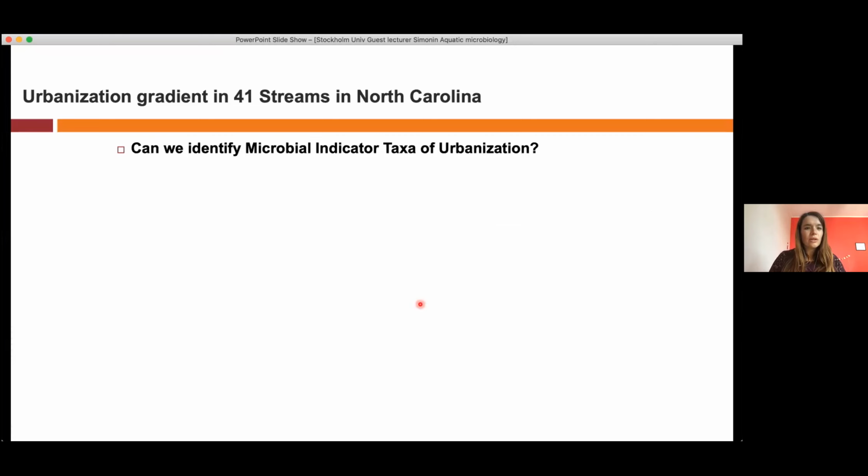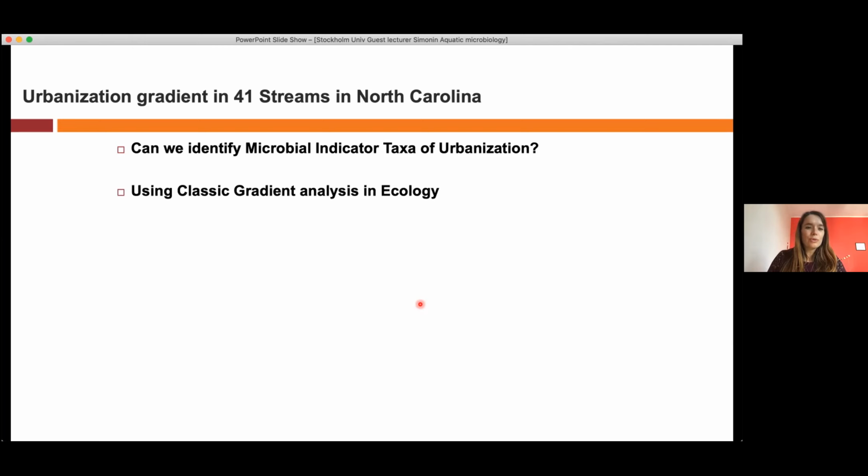Our question along this urbanization gradient was, can we identify microbial indicator taxa of urbanization? The basic question is just to understand which microbes can be sensitive or resistant to urbanization. But in general, we think that microbes can be a very interesting tool for biomonitoring. Usually we use macroinvertebrates, insects, or fish as indicator taxa, but actually microbes can be very sensitive to change in the environment. And also sequencing and those approaches of amplicon sequencing are actually cheap. So it's actually cheaper to analyze microbial communities than insects, macroinvertebrates in the field.